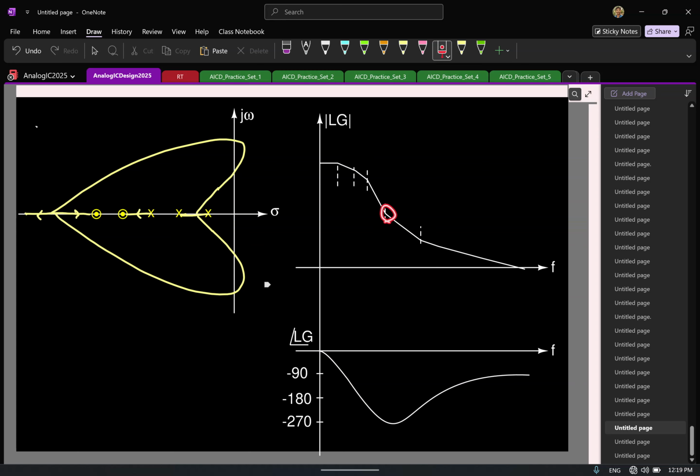But then I have two zeros, left half plane zeros. When I have one left half plane zero, what will happen to the phase? It will go to plus 90. I have two of them. It will increase to plus 180. So minus 270 plus 180, it tends to go to minus 90. This is just a qualitative sketch. Okay, I mean, don't exactly try to see what happens here.